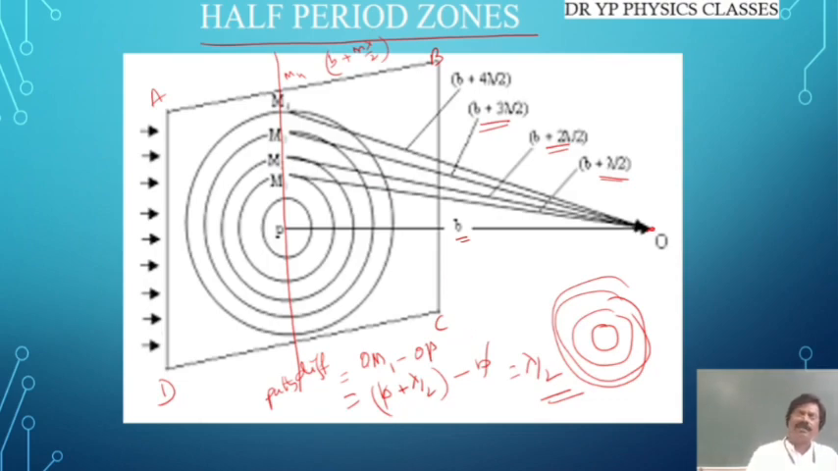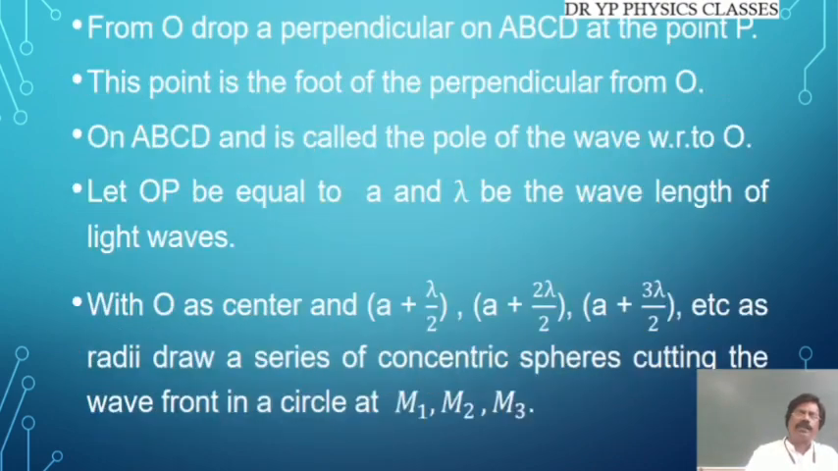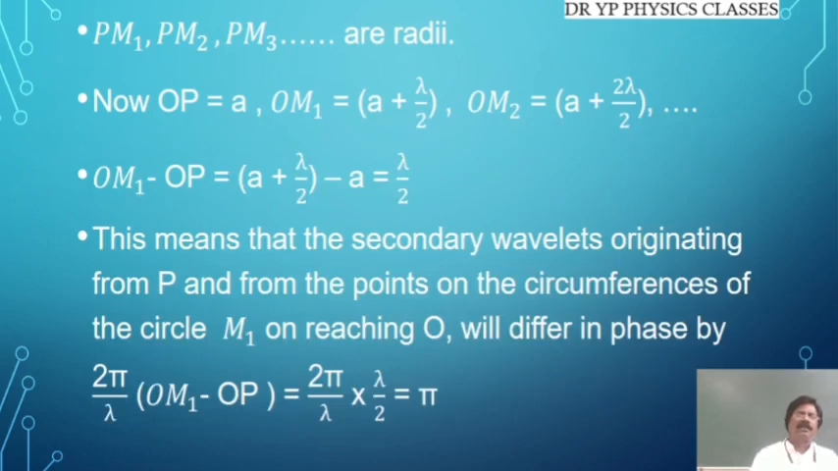When the path difference is lambda by 2, what should be the phase difference? Now we are calculating the path difference, lambda by 2. This means that the secondary wavelets originating from P and from the points on the circumference of the circle M1, on reaching O, will differ in phase by 2 pi by lambda into (OM1 minus OP).